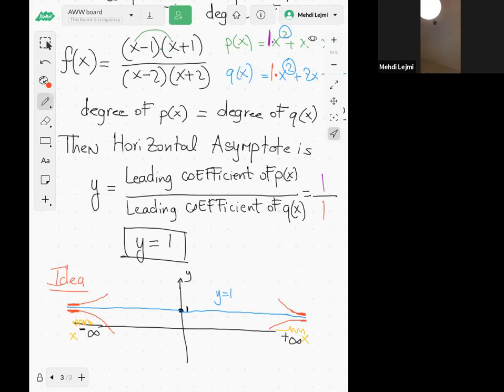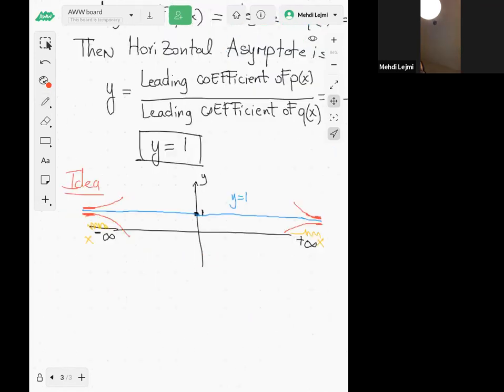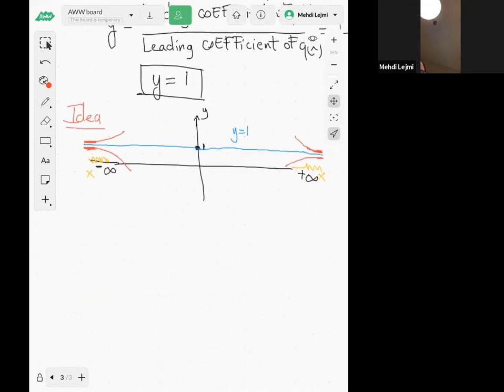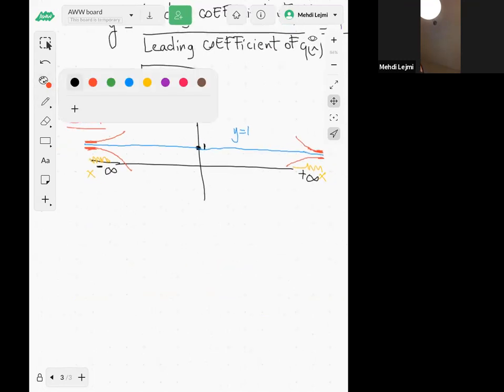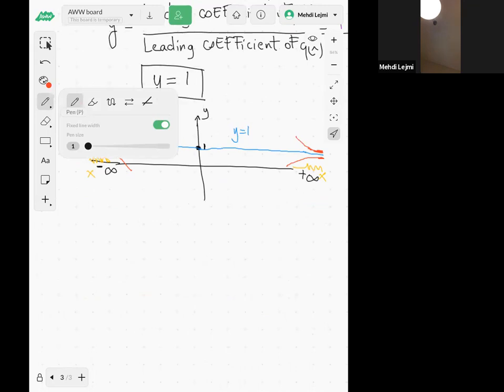All right, so anyway, I'm going to show you later how to use this in the graph. Now we have to find the x-intercept and then the y-intercept, and then we're going to graph f. Okay, so the next thing to do is the x-intercept.